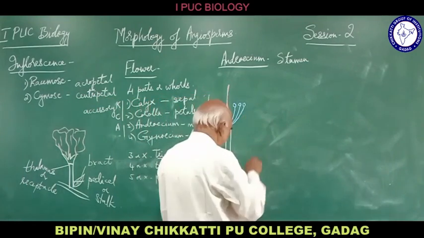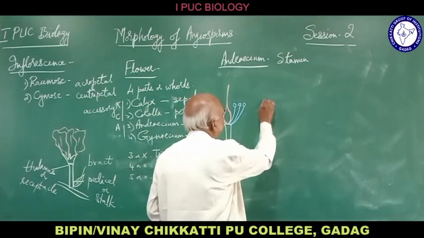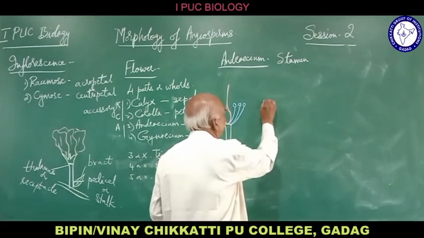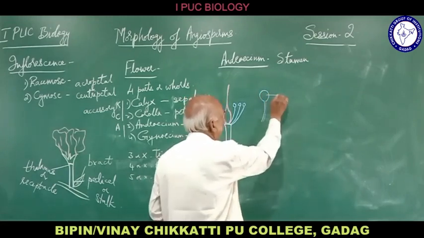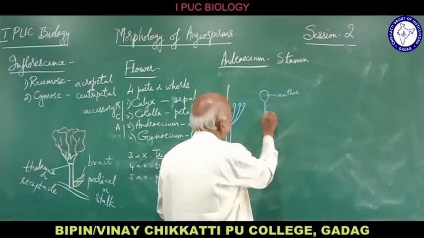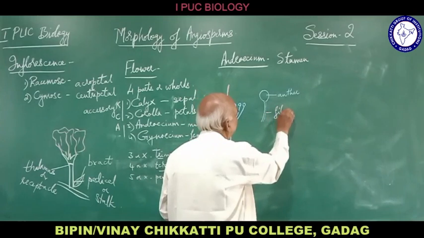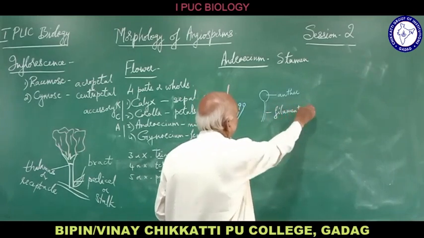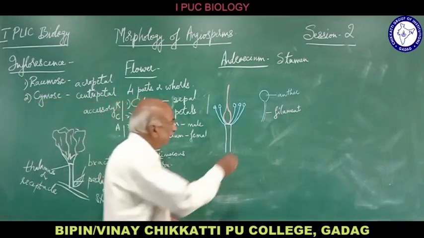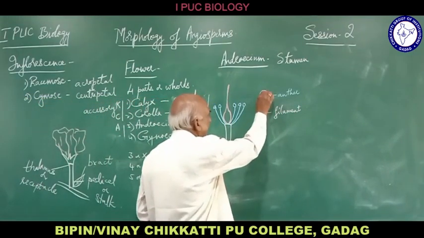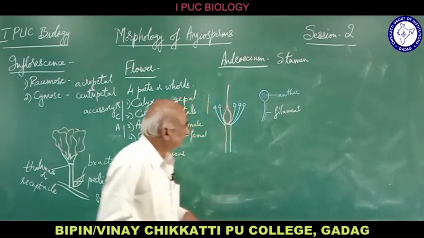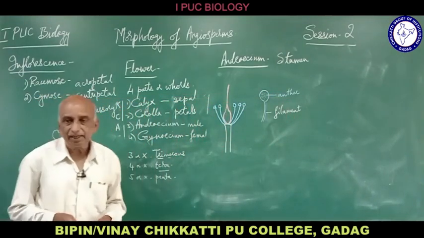Now each stamen, suppose this is the stamen, has a single filament and a sac-like structure called the anther. So this is the filament. A stamen is typically made up of anther and filament, and in the anther there are the pollen grains which help in pollination. That is what is about the androecium.